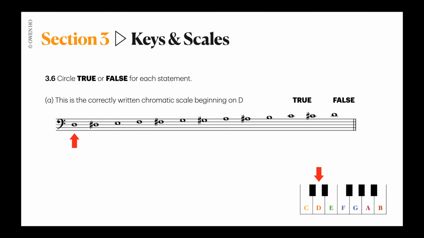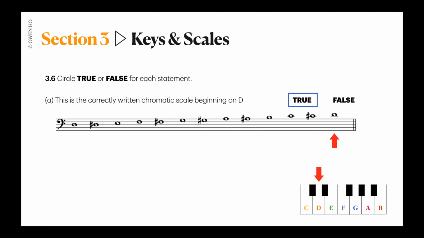So we start from a D and D sharp, E, F, F sharp, G, G sharp, A, A sharp, B, C, C sharp, and back to D, an octave higher. So in this case, this is a correct chromatic scale because it has all the semitones covered, and the answer is true.